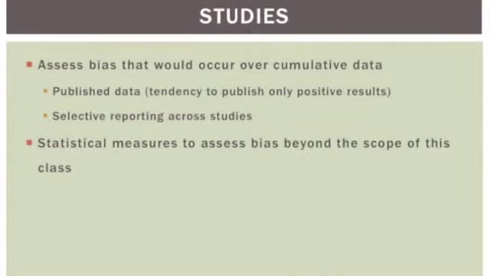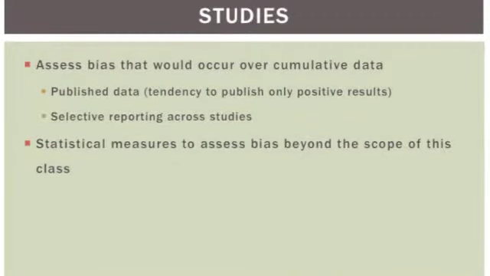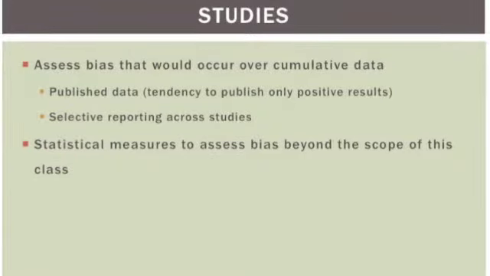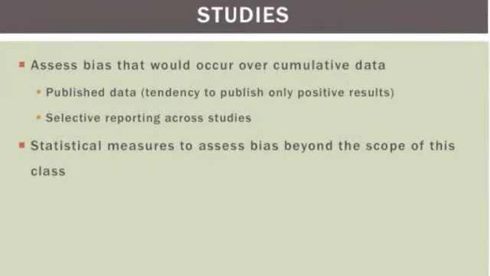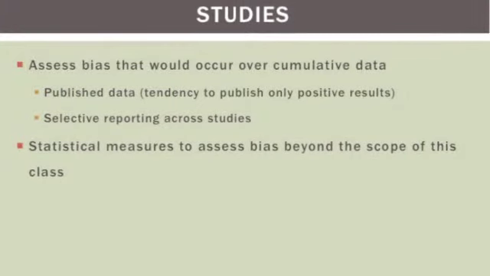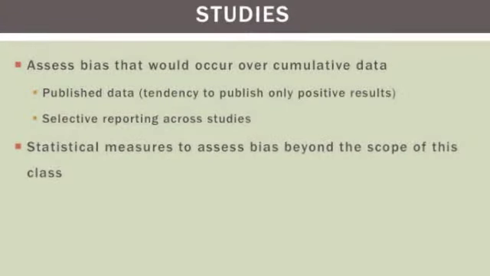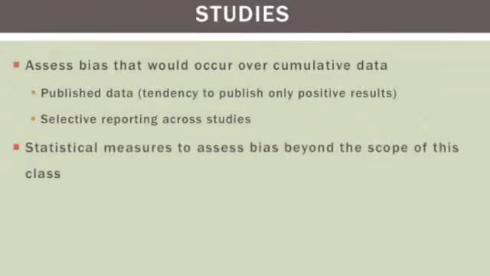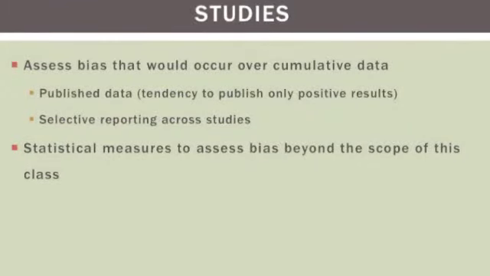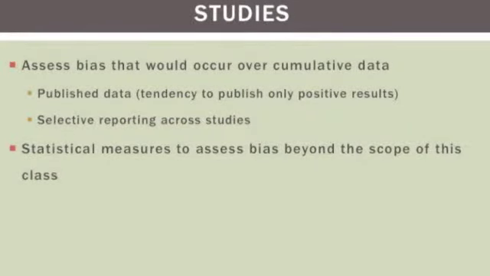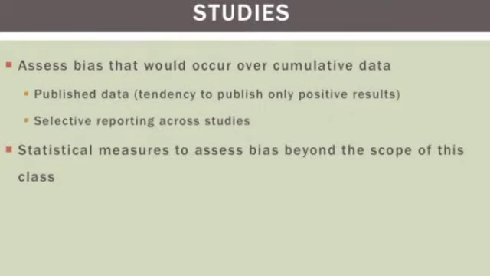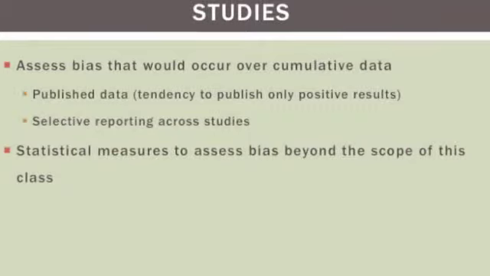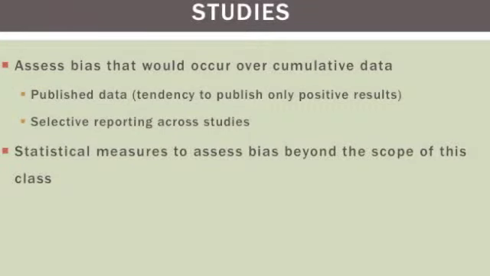What is your risk of bias across the studies? So you have assessed the risk of each study, but how is there a bias across the studies? For example, what would occur over cumulative data collection? For example, would it be published data, the tendency to publish only positive results, selective reporting across studies? And what does this mean for your analysis? You may have a statistical measure to assess bias, but this is beyond the scope of this class.